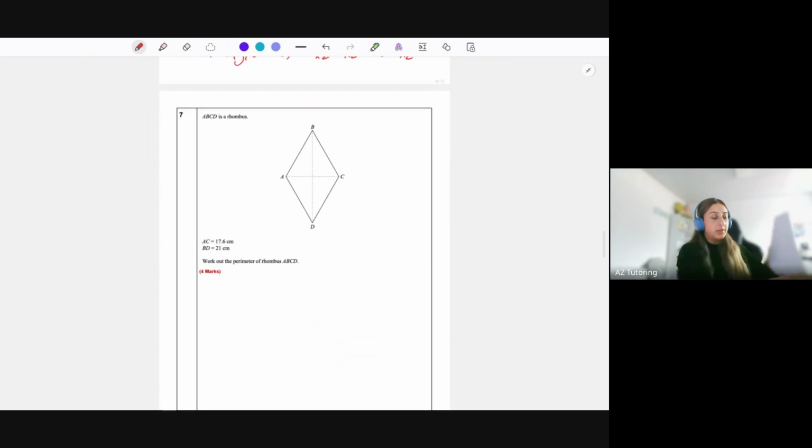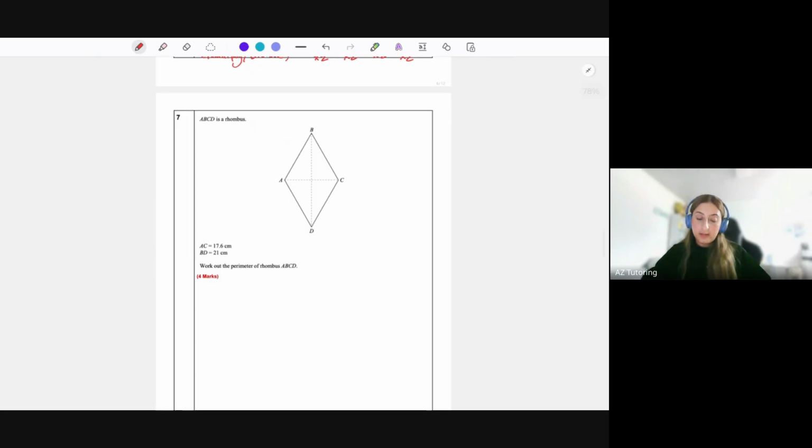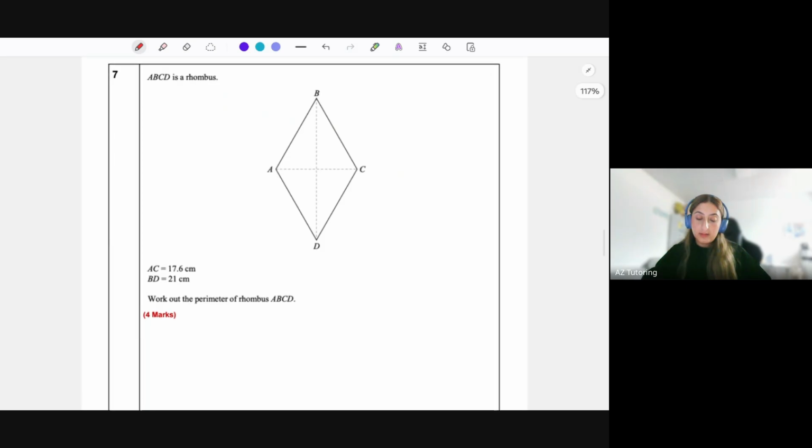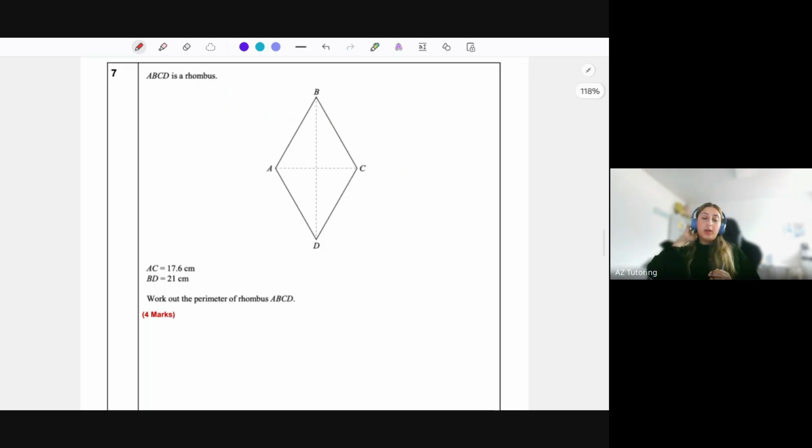So next question, question 7. Right, this looks like a complicated one. A, B, C, D is a rhombus. A to C is 17.6 centimeters. B to D is 21 centimeters. Work out the perimeter of the rhombus A, B, C, D.